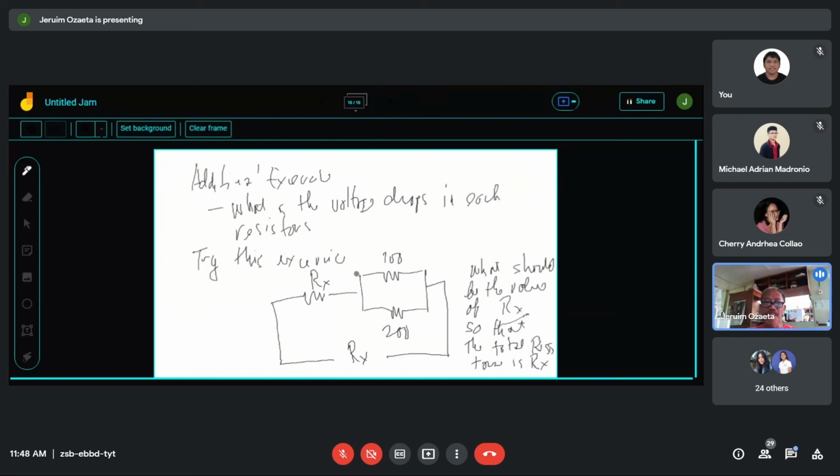Okay, so here is another exercise. There is a resistor Rx that is in series with the two parallel resistors, 100 ohms and 200 ohms in parallel. Now, what is the value of Rx so that the total resistance of the combination of the series parallel circuit will be Rx? Okay, can you try this? I want you to try this so that next meeting our topic will be Kirchhoff's law and Thevenin's theorem.